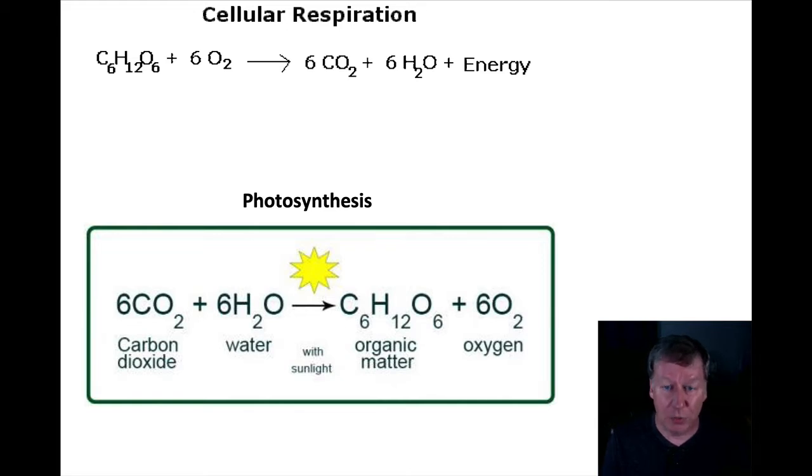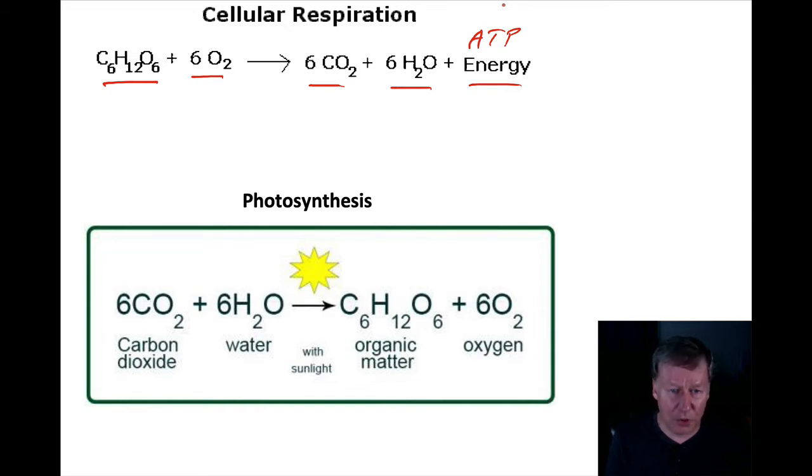Cellular respiration, as we've already discussed, involves taking a glucose molecule, taking oxygen, and a series of chemical reactions is going to produce carbon dioxide, water, and energy. And in particular, the energy is in the form of ATP, which is a form that cells are able to use at a moment's notice. Let's contrast this to photosynthesis.